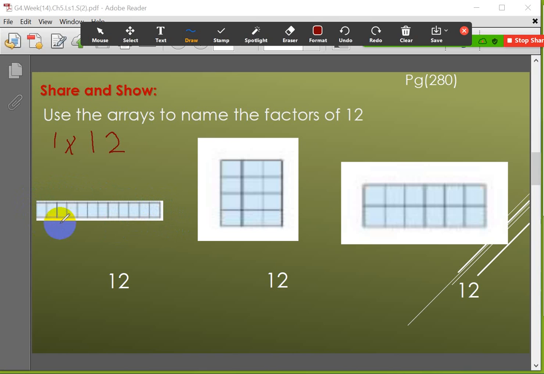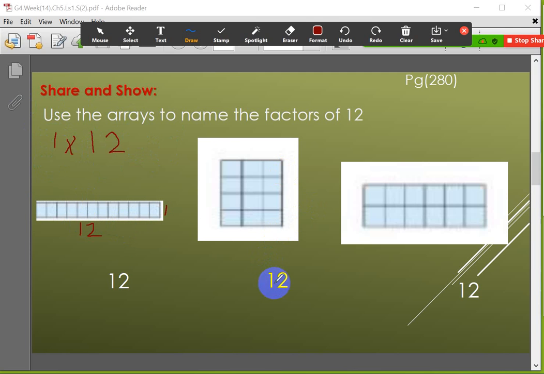The number of all squares is what? Count it. 1, 2, 3, 4, 5, 6, 7, 8, 9, 10, 11, 12. So the number of whole squares is 12. So I have here 12 squares in horizontal direction and 1 square in vertical direction. So that's why I said 1 multiply 12.